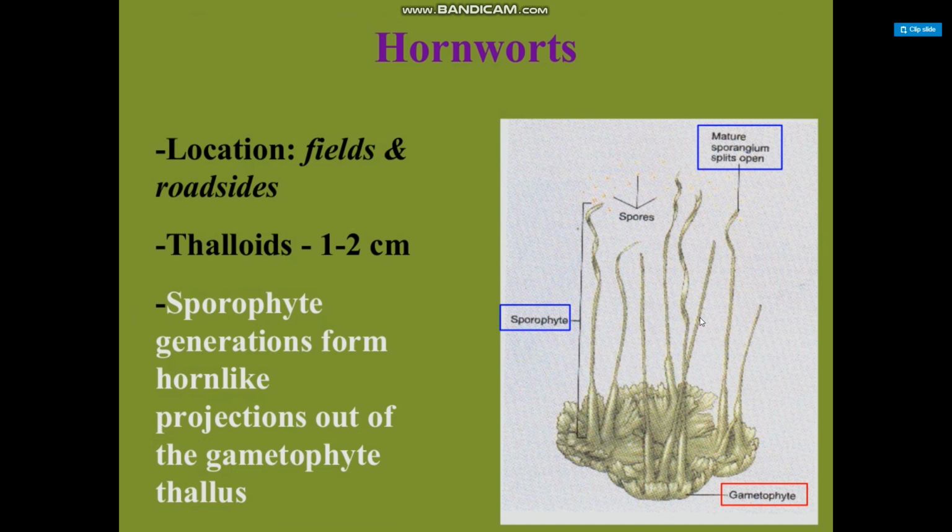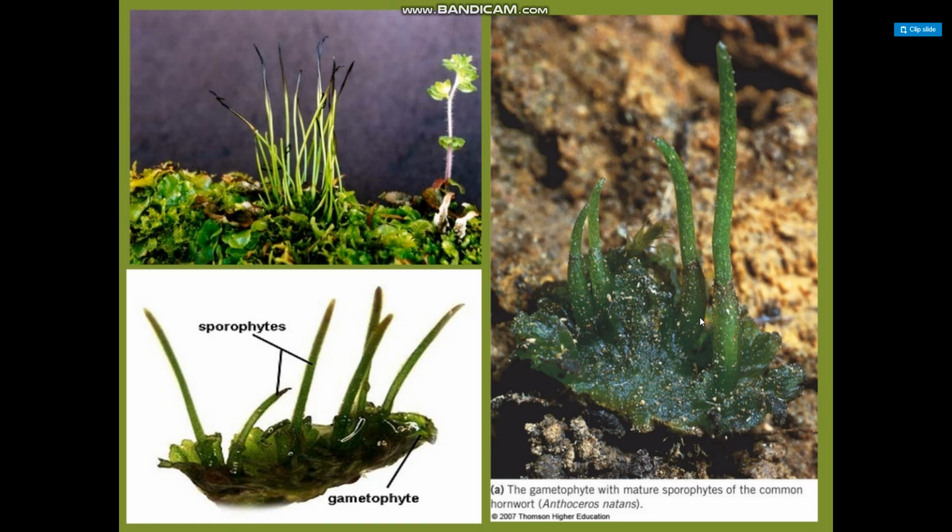Hornworts grow in locations like fields and roadsides. The thallus is one to two centimeters. The sporophyte generation forms horn-like projections out of the gametophytic thallus. So these are the sporophyte and gametophyte. Here is the gametophyte with a mature sporophyte of a common hornwort, for example Anthoceros natans.